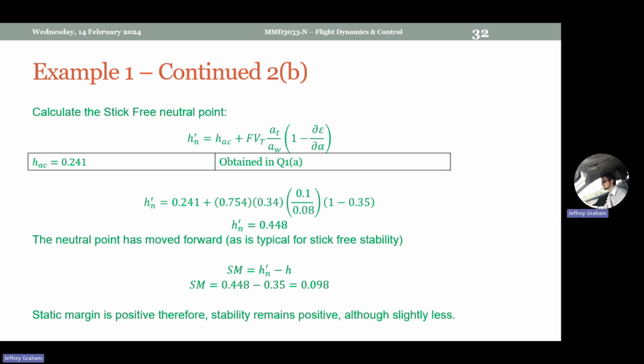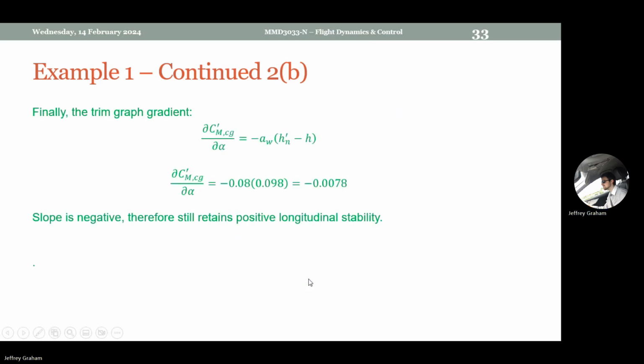Right, static margin. Same principle. Our new stick-free neutral point, minus the center of gravity. It's still positive, although slightly less, so it's still indicating positive stability. And finally, our trim graph. All right, a couple of things I want to do to finish off. That is the analysis of the values.